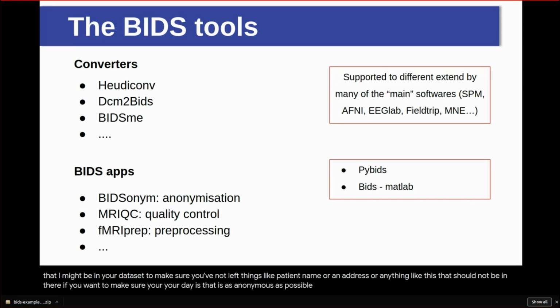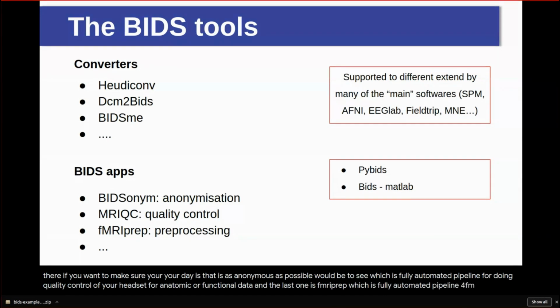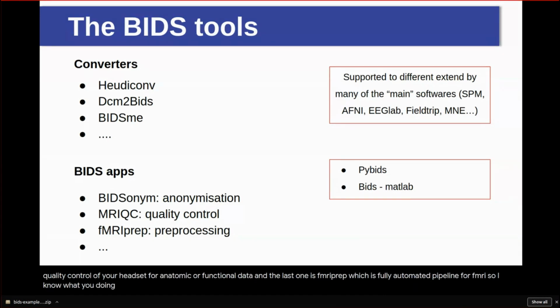Two other BIDS apps I want to mention would be MRIQC, which is a fully automated pipeline for doing quality control of your MRI data set, for anatomical or functional data. And the last one is fMRIPrep, which is once again a fully automated preprocessing pipeline for fMRI. So I know if you're doing EEG or MEG, you might think, well, there's not a lot of stuff for me there. It's coming. I know that people are working on those. It's just that BIDS was mostly at first designed by the MRI community, and now it's growing. So I think the tools are coming, but there's a bit of a lag.